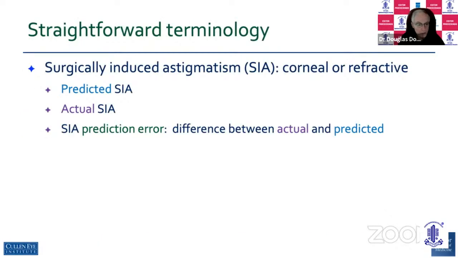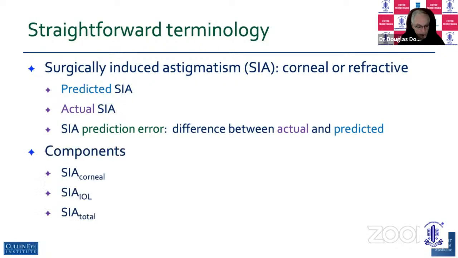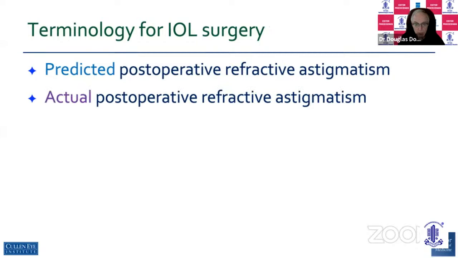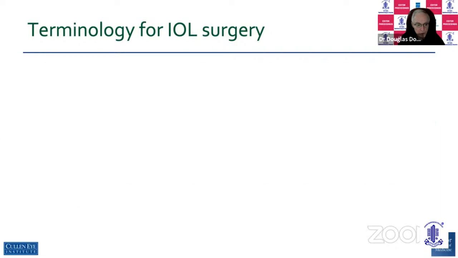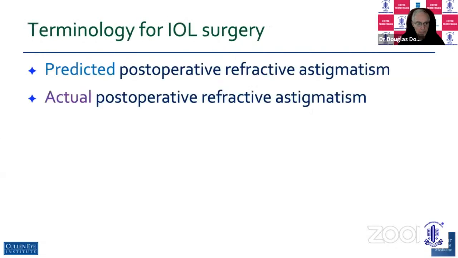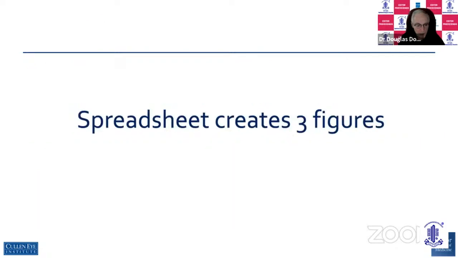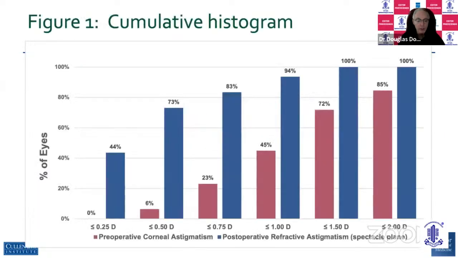Surgically induced astigmatism can be described as the predicted, the actual, and the prediction error. The components are the corneal component, the IOL component, and the total. And those are very simple terms. And for IOL surgery, it's the predicted postoperative refractive astigmatism, the actual, and the prediction error. So these are the same terms we use for evaluating IOL calculation formulas. And our spreadsheet creates three figures.